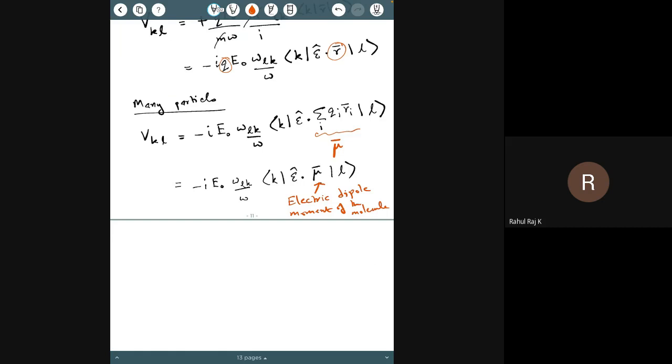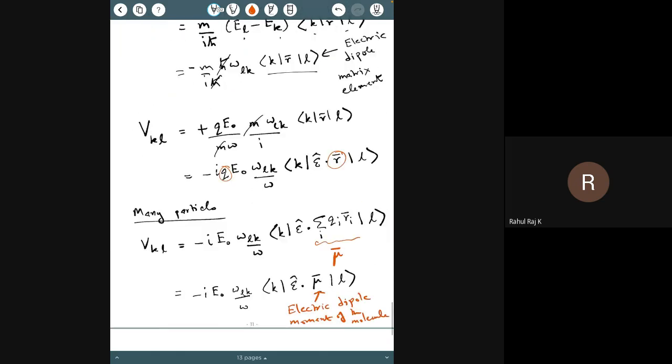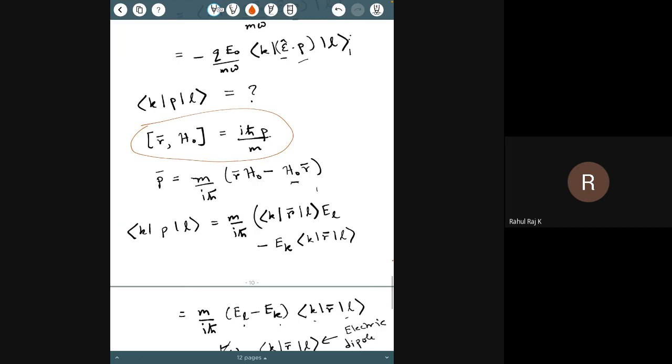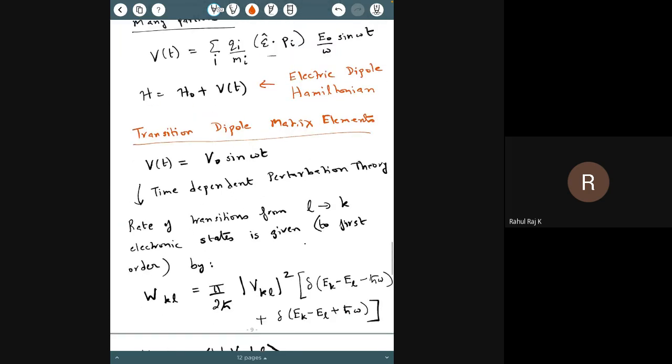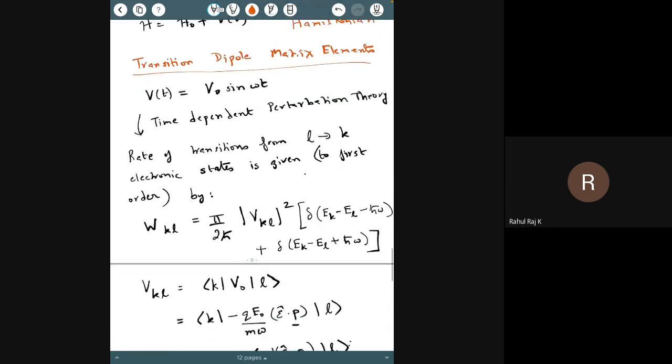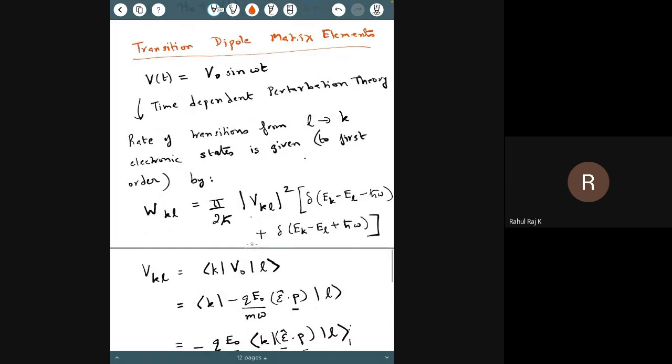Okay, fine. And once you know VKL, this is the part you get from your quantum chemical calculation. Then you can go back to this transition rate expression, and that is the only thing that comes from quantum mechanics. The rest are basically just constants. So you get the transition probability. Okay, so that is about the Hamiltonian.